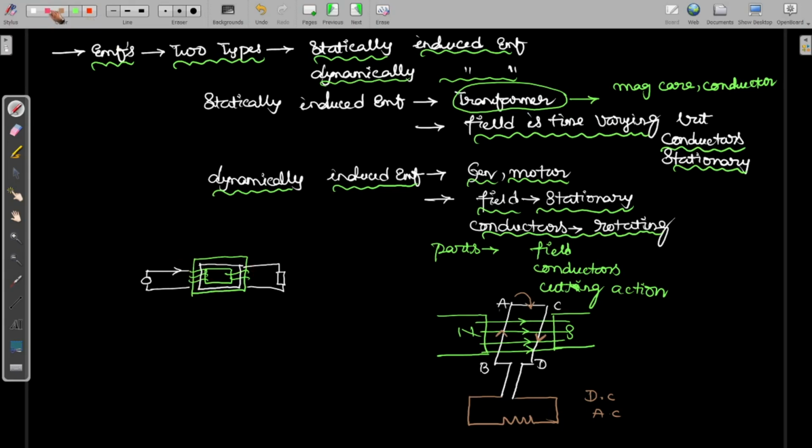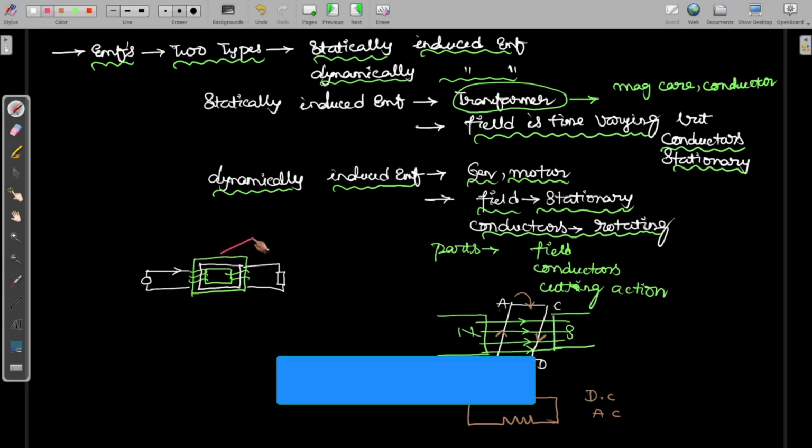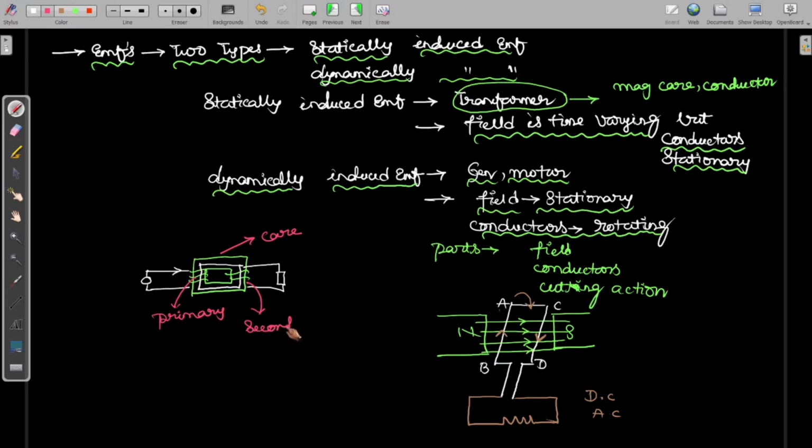Here I have shown how the transformer is arranged. A transformer core will be there, and we have the primary winding on the primary side and the secondary winding on the secondary side, with the load on the secondary side, and the supply on the primary side. In the transformer, the core produces a time varying flux, which links with the secondary winding also.